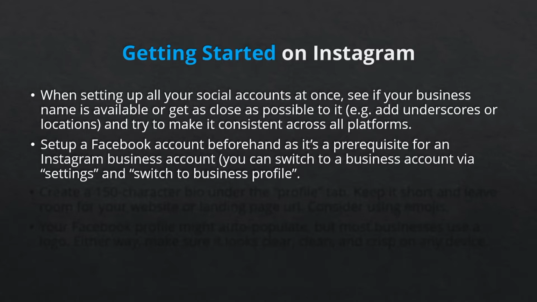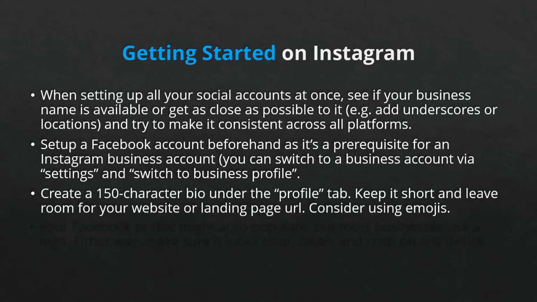To switch from a general account to a business account, head to Settings and select Switch to Business Profile. This will ensure that you have access to in-depth post analytics. Next, you want to navigate to the Profile tab, which is represented by the person icon in the bottom right-hand corner of your mobile screen, and create a 150-character bio.